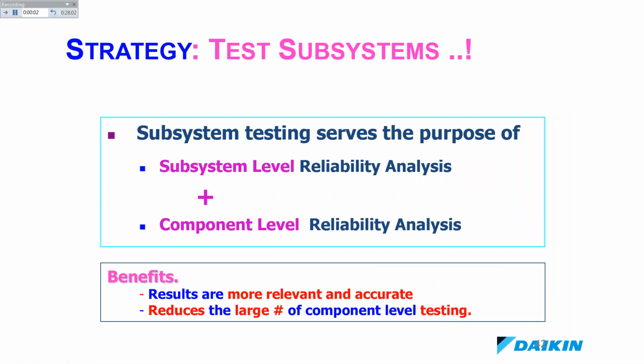So the strategy here is we go to subsystem testing. Now, say a washing machine has 400 parts, but you have about 5 subsystems: control system, suspension, the motorized system, the enclosure. So few subsystems. But the advantage is when you do the subsystem level testing, not only do you get the subsystem level reliability, you even get the component level reliability. And the results are more relevant and accurate because they interact with the right parts. And also, it reduces the large number of component level testing. That's a good idea to begin with.